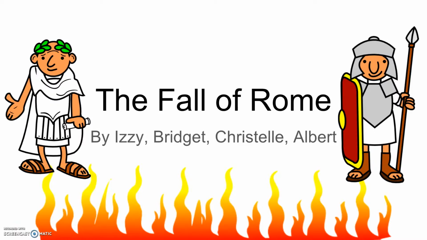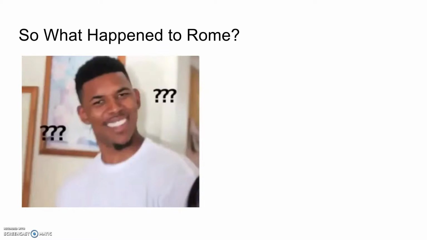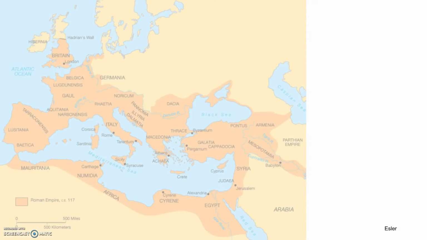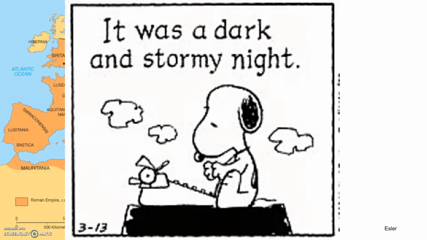The fall of Rome. So, what exactly happened to Rome? Its fall can be attributed to many different causes, but before that, let me give you a brief overview of what exactly happened. It was a dark and stormy night sometime in the 3rd century.